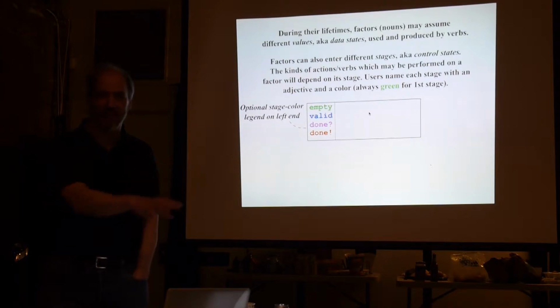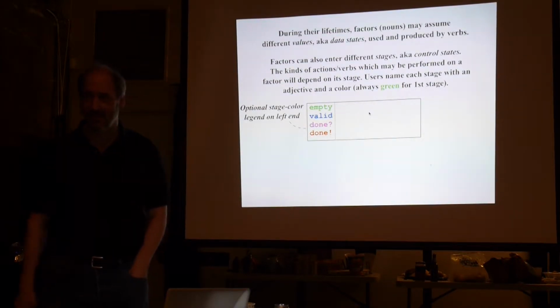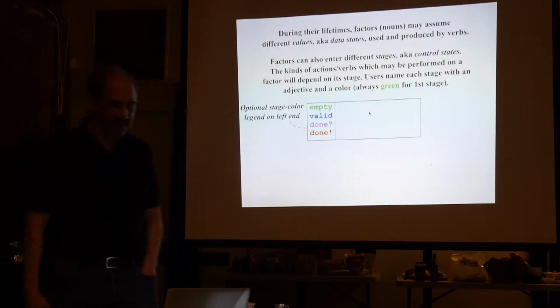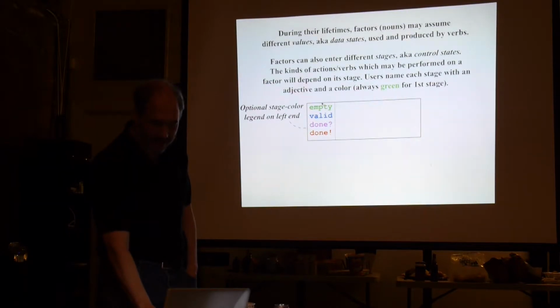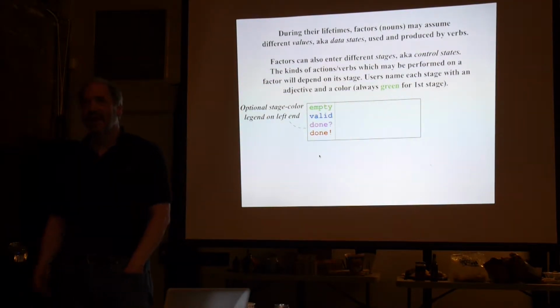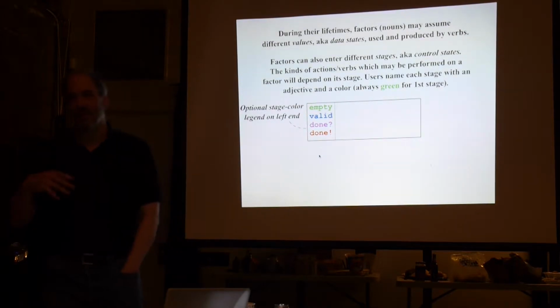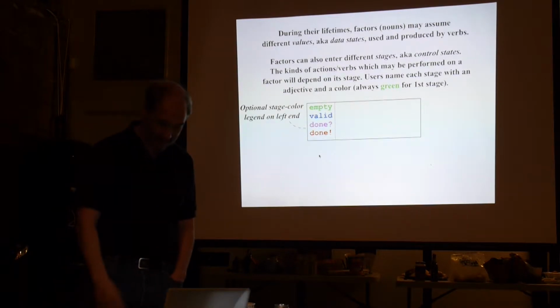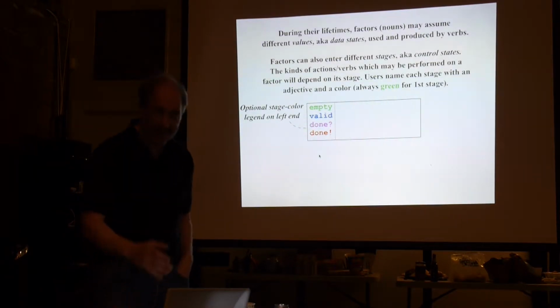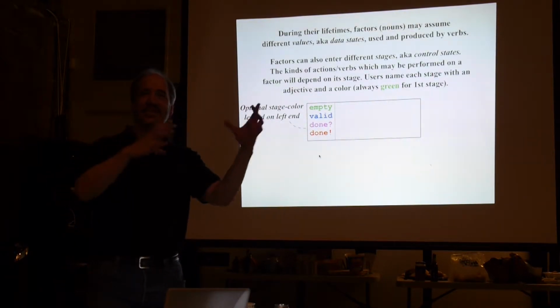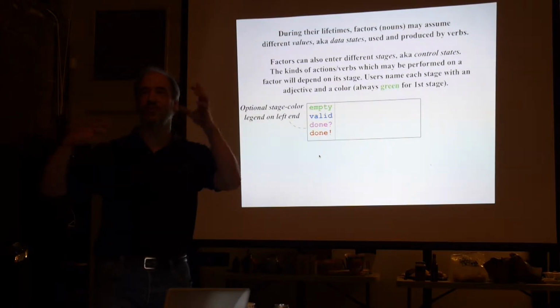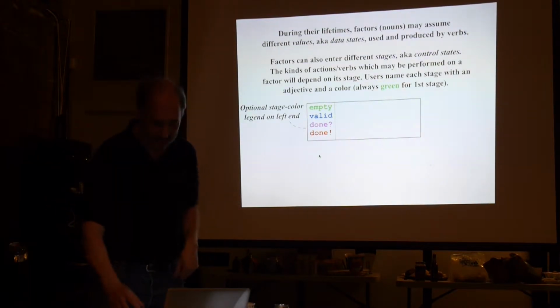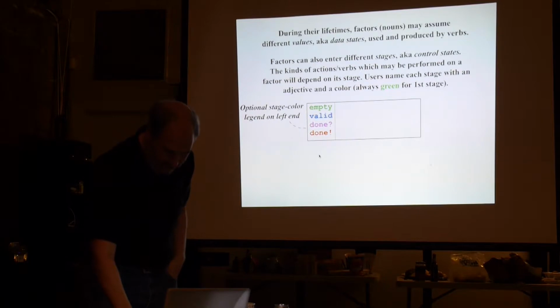So each one of the resources has a little finite state machine associated with it. You give the names of the states. In this case, we've got one named empty, one named valid, done question mark, done exclamation point. And for each state, we give either a color or some kind of symbol just to help us abbreviate some of this stuff that I'm going to talk about in a second. So this says the kind of phases that this variable or resource will go through during its lifetime.